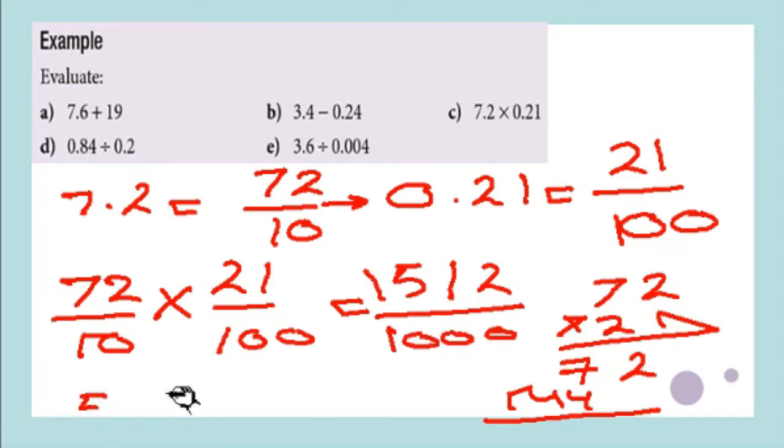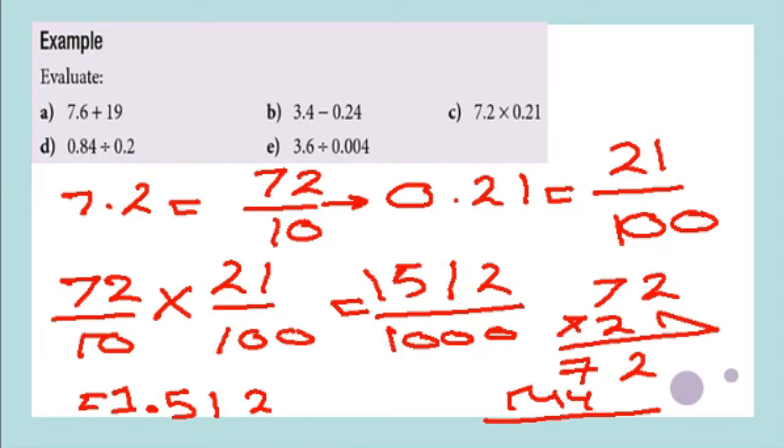Let's convert this fraction to decimal. That 1 here will be the decimal point. 2 will take the place of the first 0. 1 takes the place of the second 0. 5 will take the place of the third 0. And we have 1 here, so we put it here. So it is 1.512. Okay?